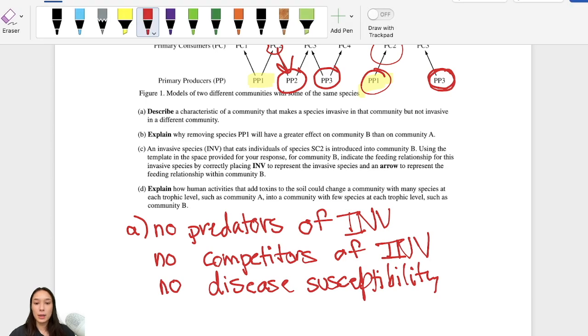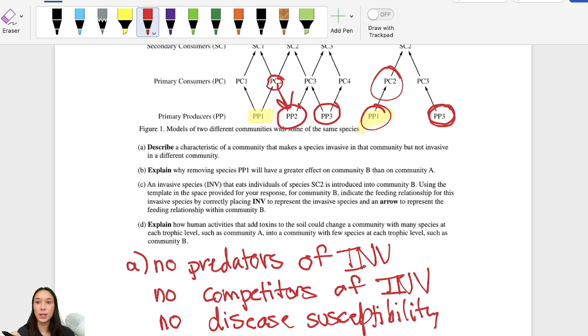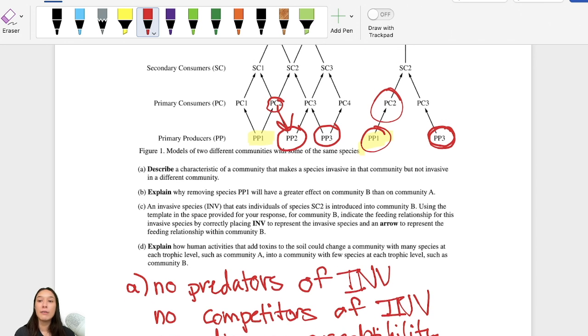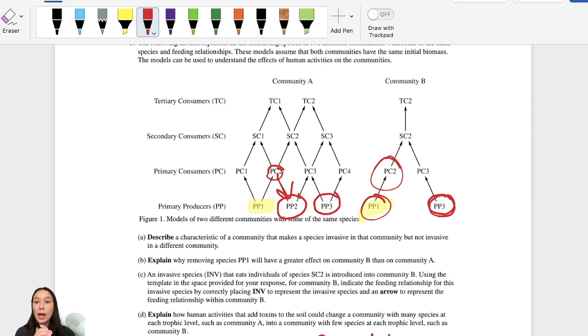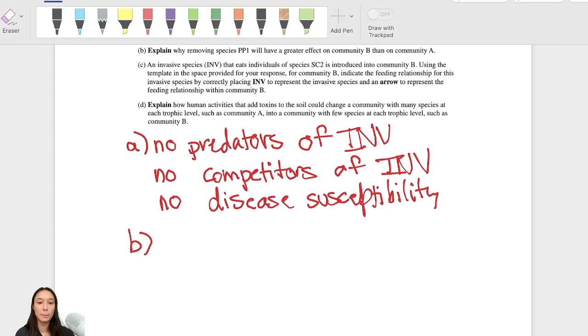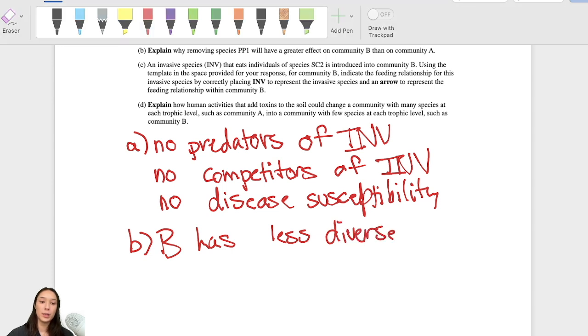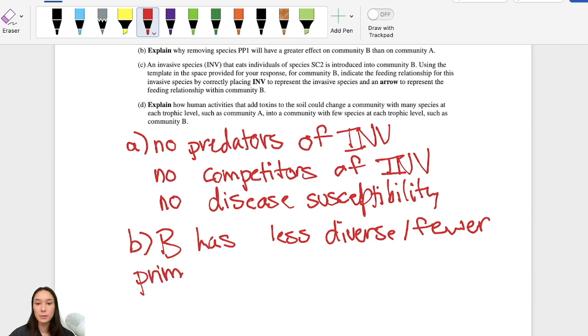Okay, so the way I would say this, there's probably also a couple different ways that you can list this. I would just say, in terms of diversity, right? Biodiversity is going to be huge for the resilience of a community. If I knock out PP1, community B has no diversity, and community A still has a little bit. Obviously still not a lot, but compared to B, it's much better. Okay, so B has less diverse, or I think you say fewer primary producer species.